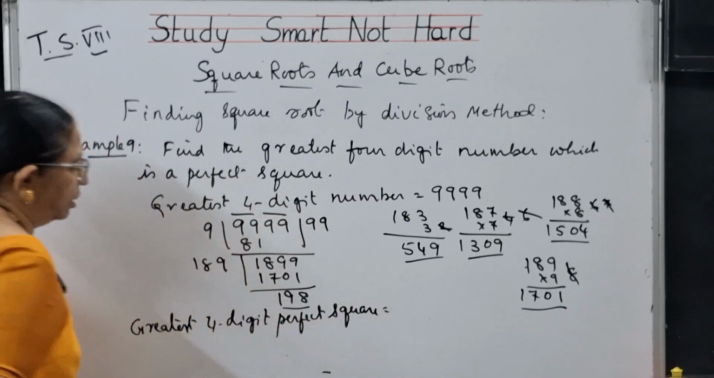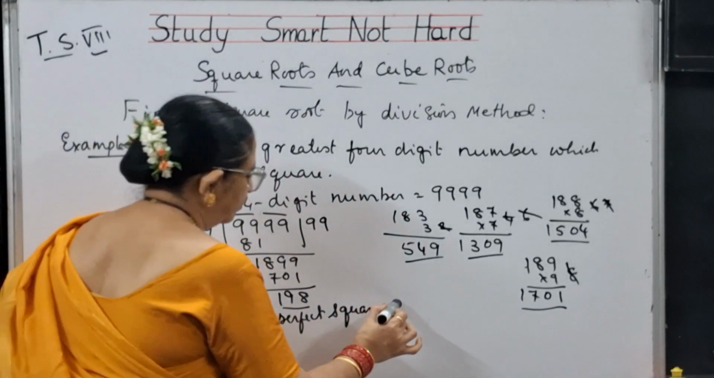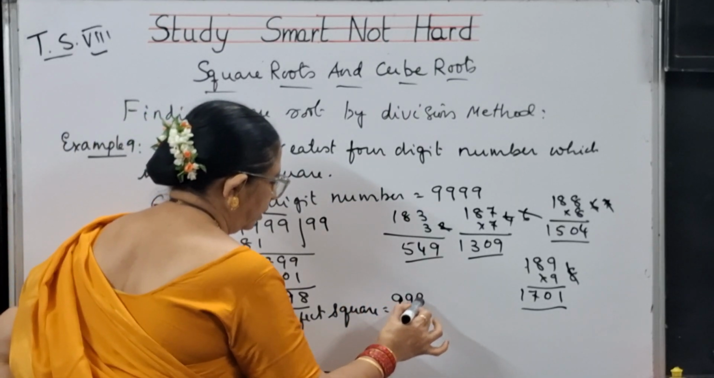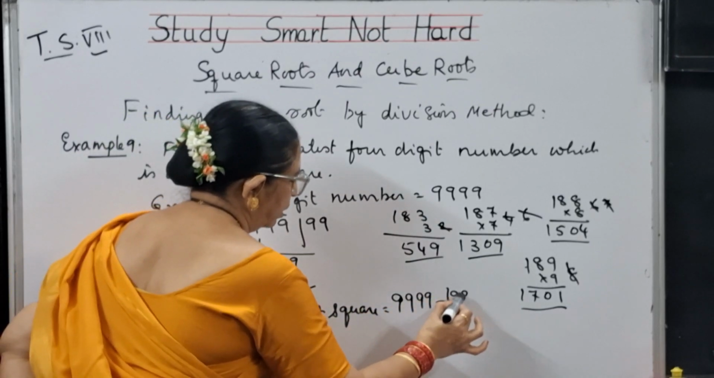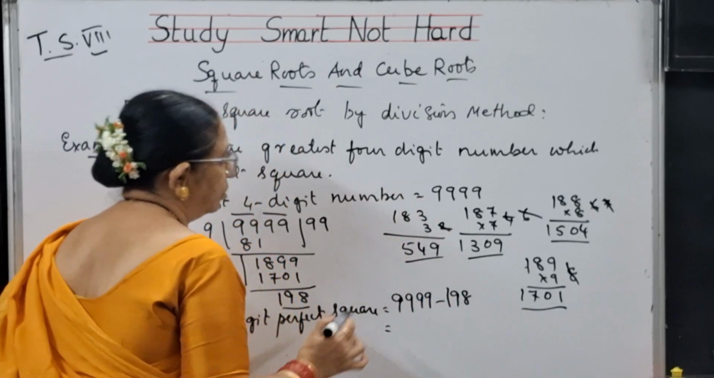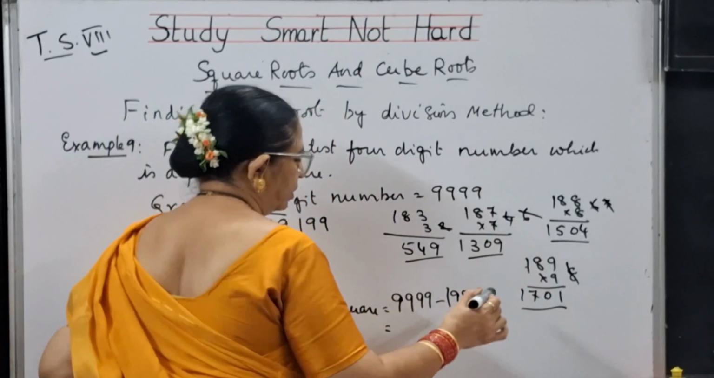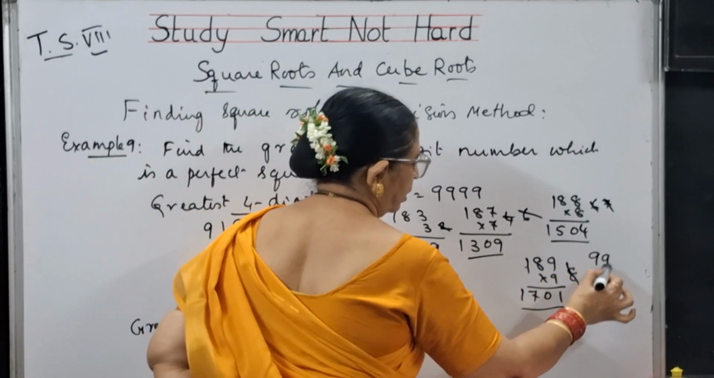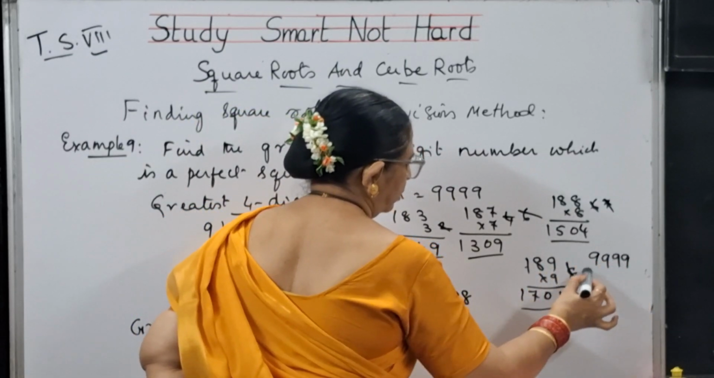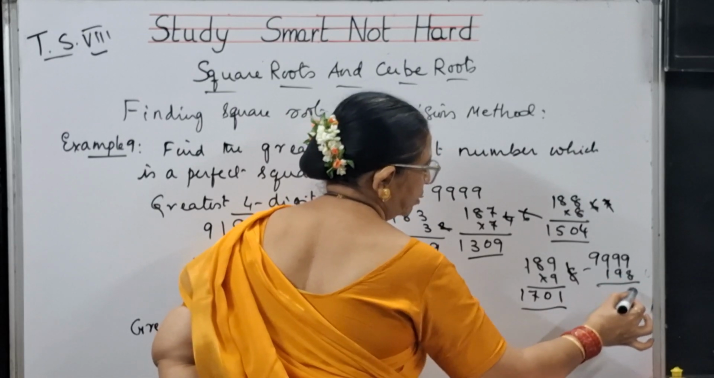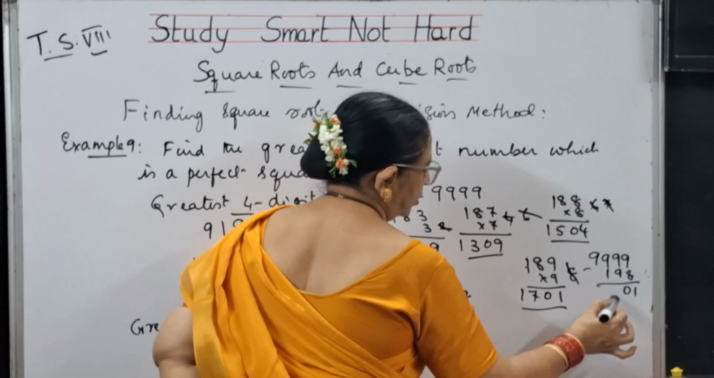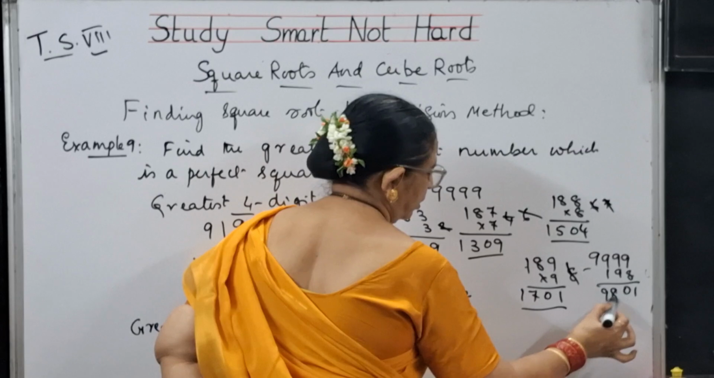How are you getting? By taking 9999 and subtracting 198. So let us go for it. 9999 minus 198. So how much am I getting here? 1 here, 0 here, 8 here, 9.